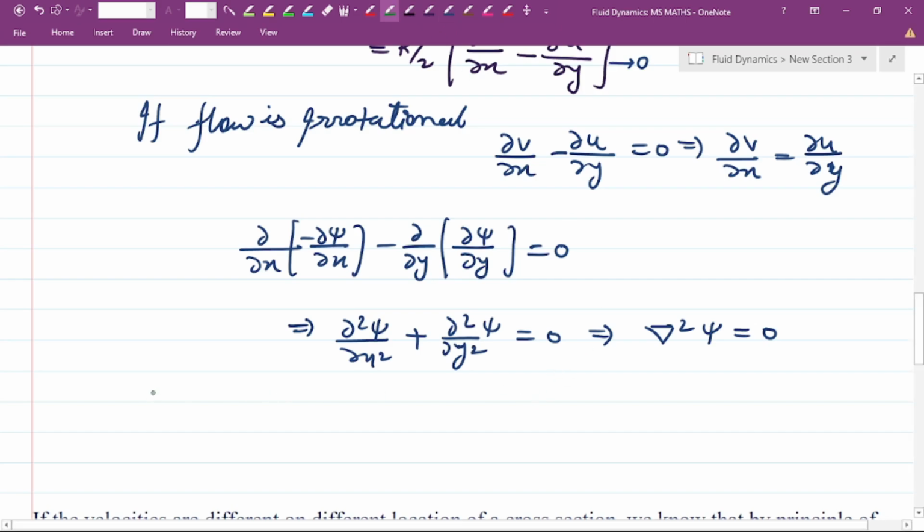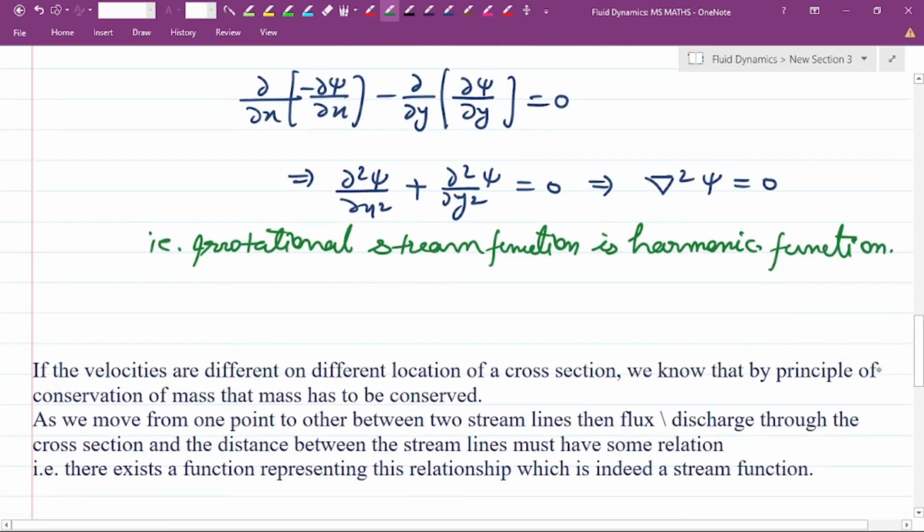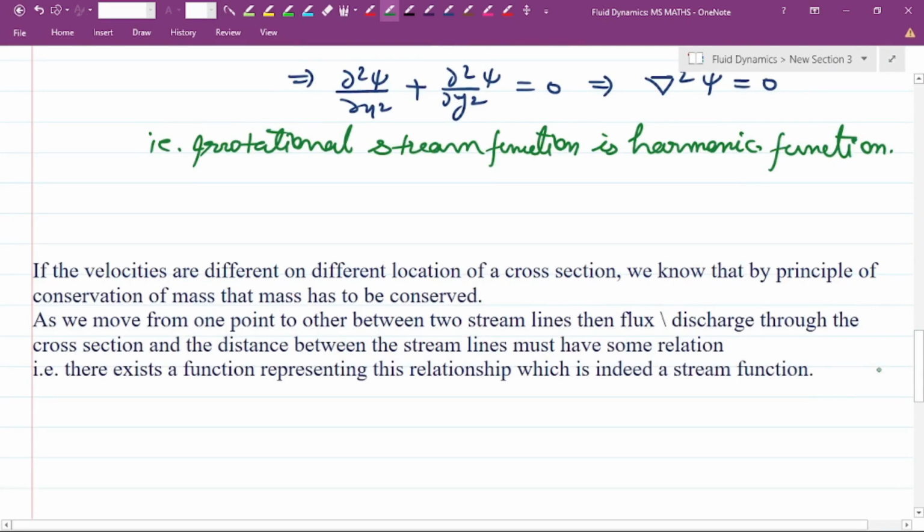It means irrotational stream function is a harmonic function. So this is all about the stream function. Now, if it is a harmonic function, then we can calculate this. It means u is dou psi by dou y and v is minus dou psi by dou x.